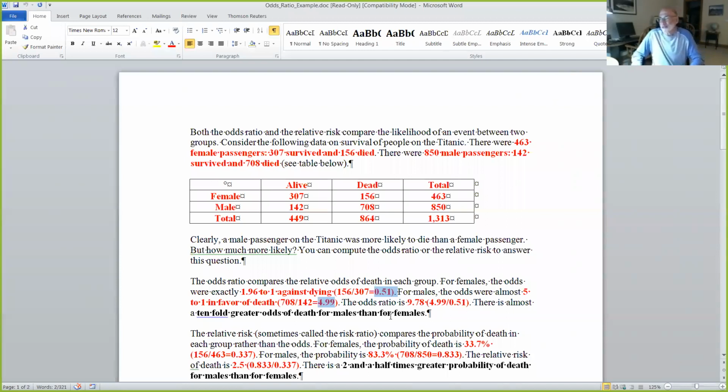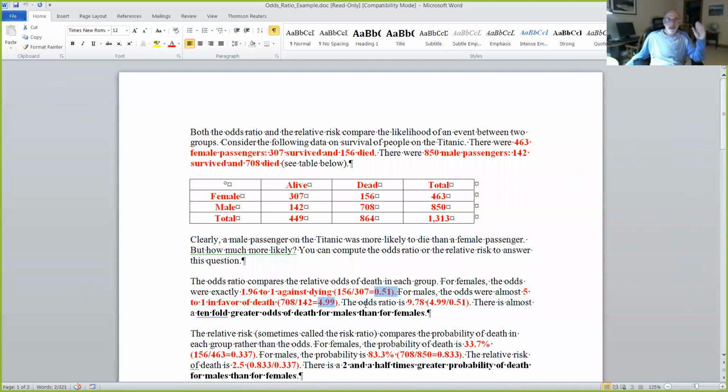Now, I think if you ask people, it's almost a 10-fold greater odds of dying for males than females. Almost everybody understands you're saying males are far more likely to die than females. I think if you asked the average public how many of them could interpret exactly what 9.78 means, you'd be lucky to get 1 out of 100 people that could tell you that here. Because the 9.78 is actually the ratio of two odds. Each odds is a ratio of the probability of it happening, of dying to not dying. That's a very convoluted way of getting to that number.